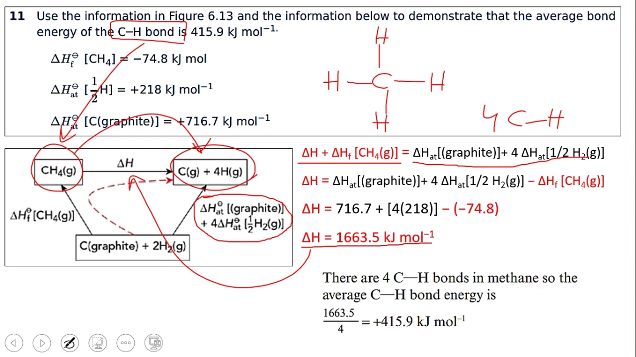So 4 CH bonds are going to have delta H 1663.5. So for one CH bond we just need to divide this value. Dividing this value by 4 will give you the answer 415.9 kilojoule per mole. And this is a positive answer because bond breaking is an endothermic reaction. So 415.9, the exact answer we are getting. This energy will be needed to break one CH bond in methane.